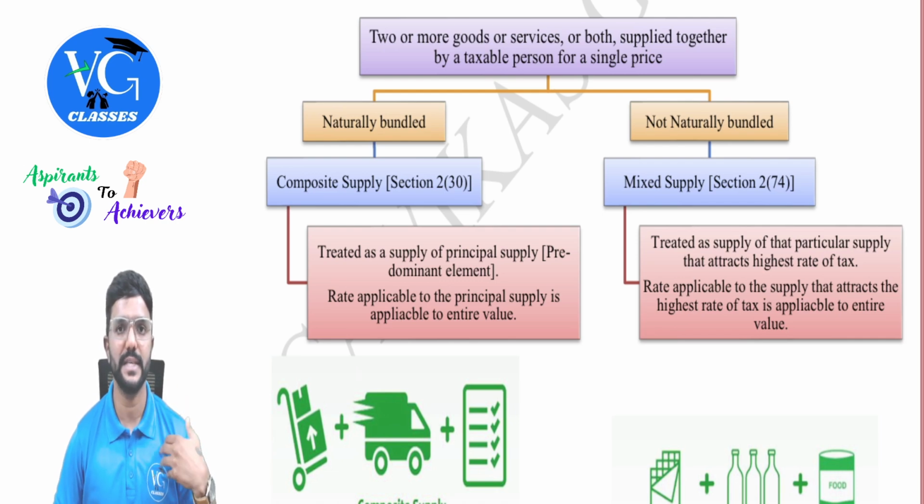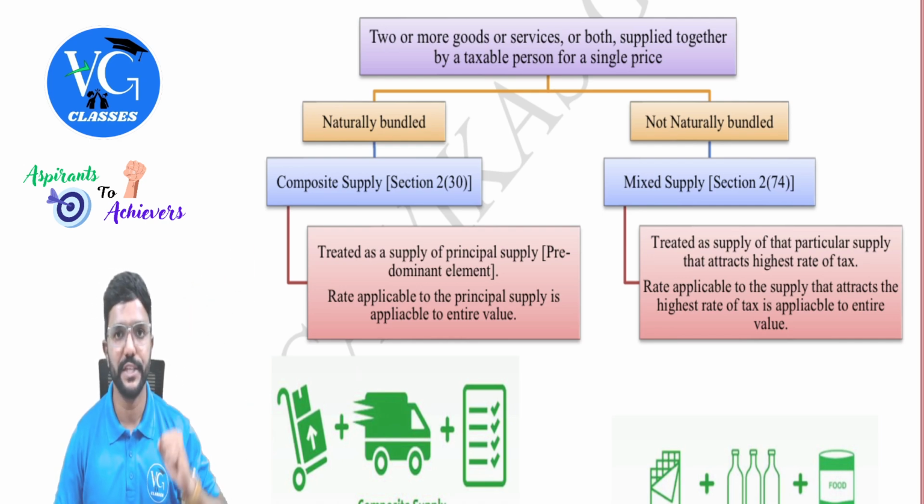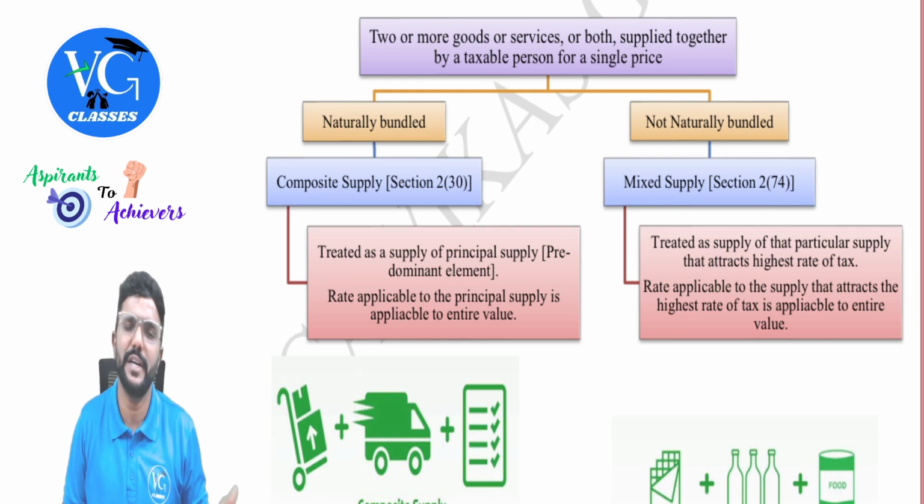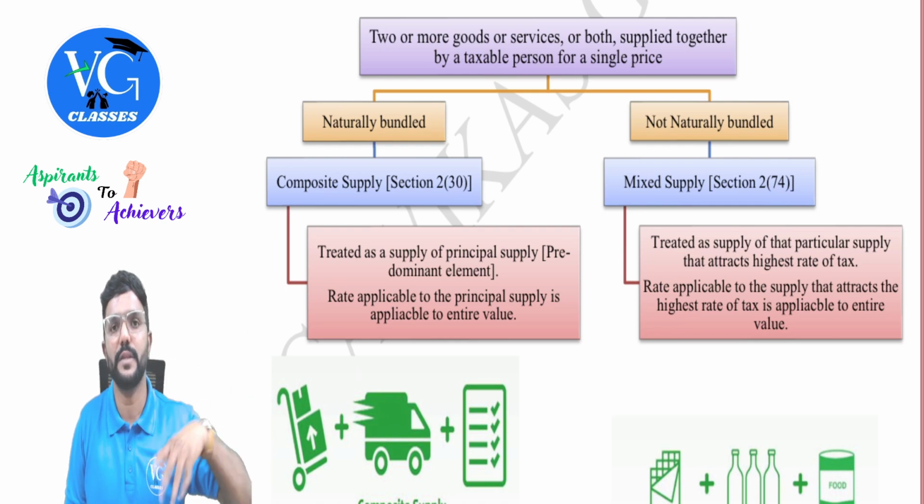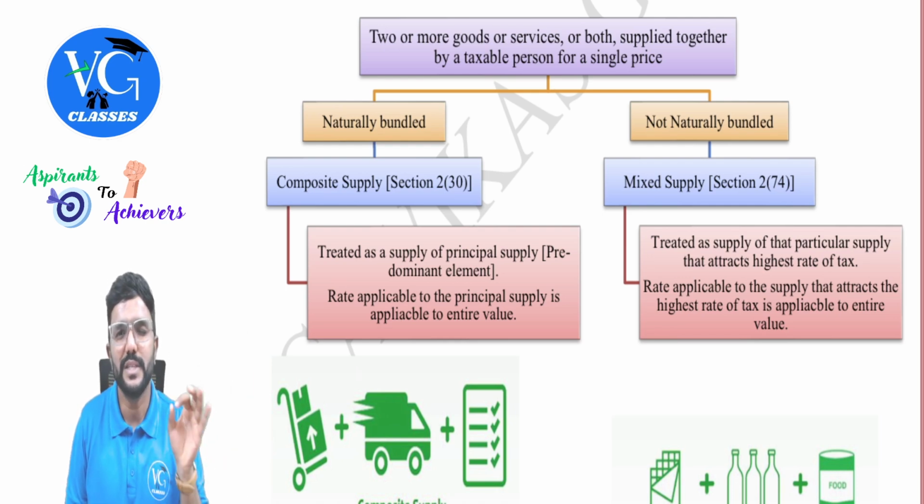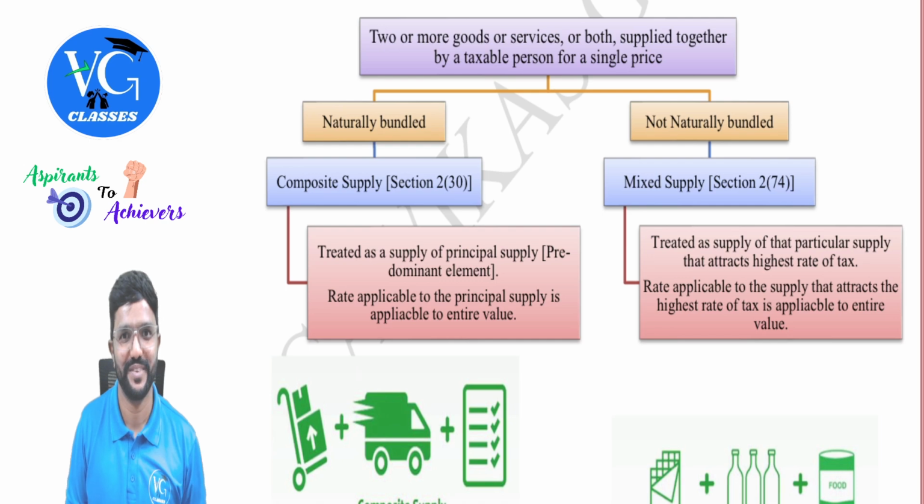Assume I want to purchase a t-shirt. So I went to a shop, I selected the t-shirt and I asked them, sir, can you print my logo on this t-shirt? They said okay. So they're supplying the t-shirt along with printing of my logo. What is the principal supply here, guys? T-shirt. So it is a supply of goods. Please be careful.